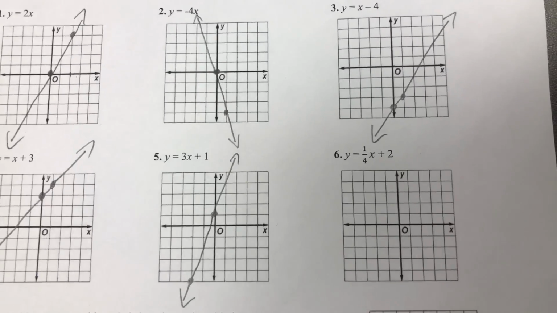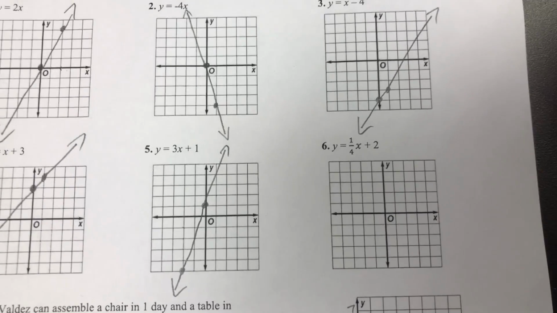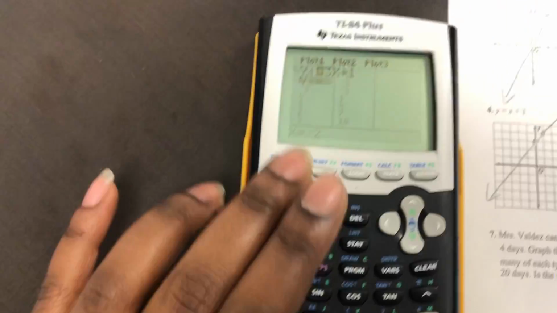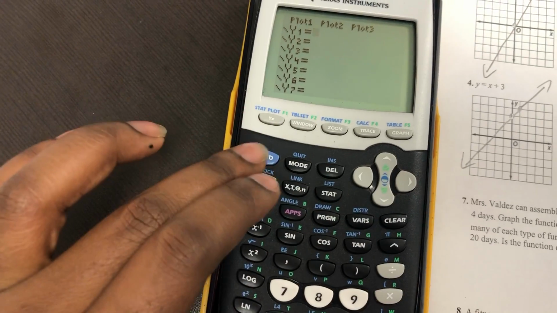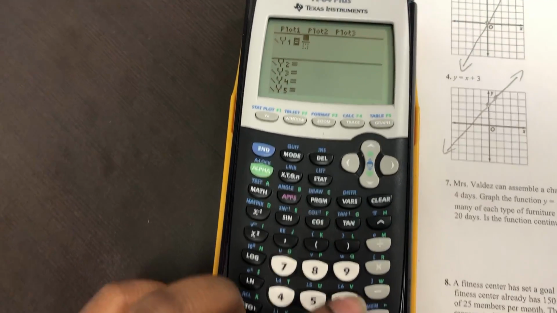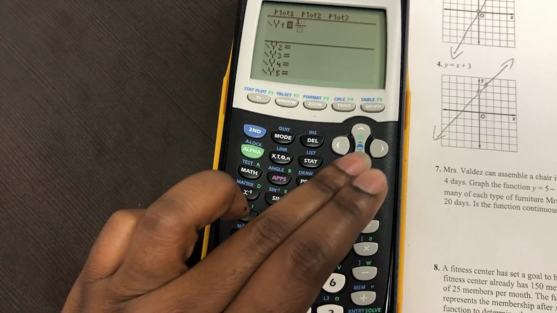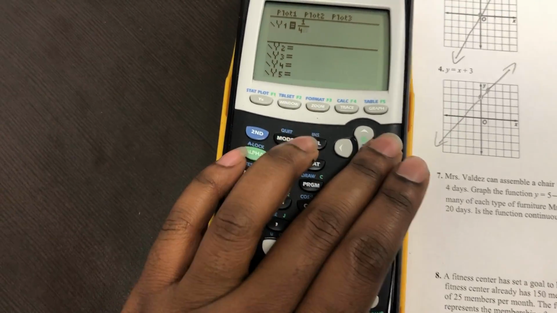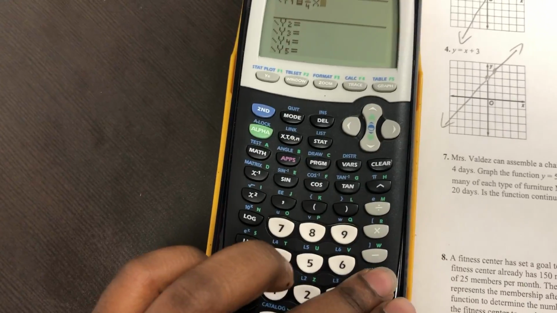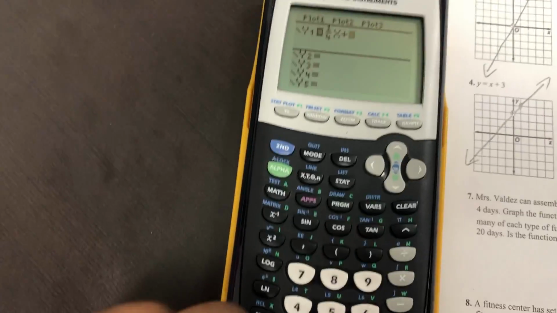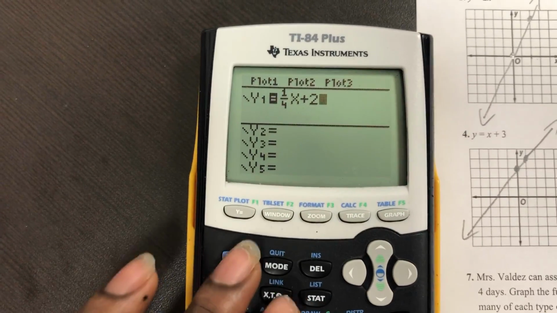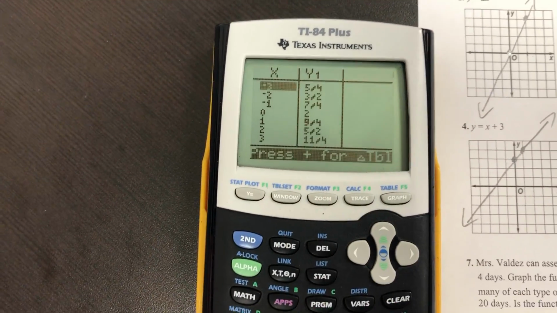And then number 6, so this one says y equals 1/4 x plus 2. So I'm going to take that, go here, make my little alpha y equals pop up so I can type my fraction. So 1/4 and x plus 2. So there you go. Second graph.